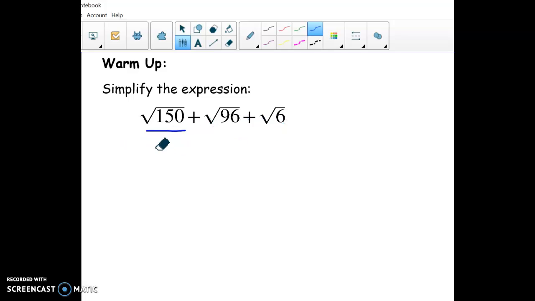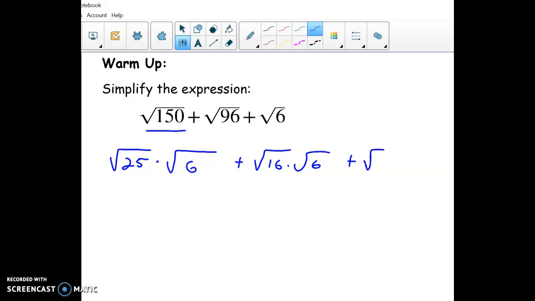Okay, so the trick is to add them, you want them to be like radicals. So we're going to clean up just the square root of 150 because that breaks into the perfect square of 25 times 6. Okay, and same thing for 96. If you look for perfect squares, 16 evenly divides it. So I'm going to break that into root 16 times root 6. Okay, and you can see the point of doing this is now they're all going to be root 6, right? They all have root 6.